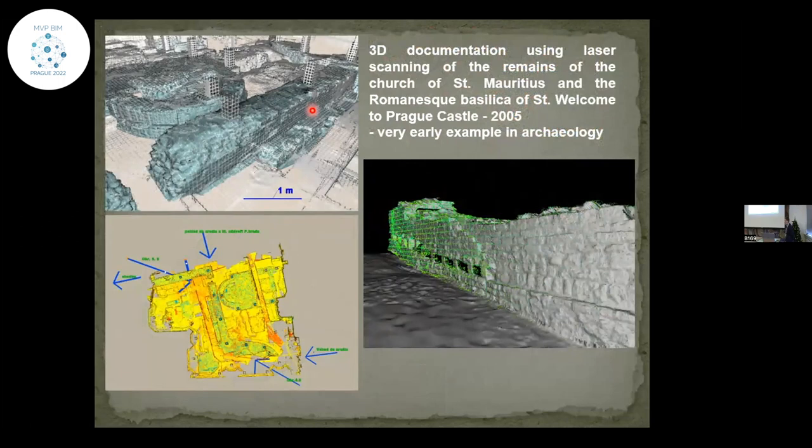There are some historical examples for me. It is the first use of laser scanning in archaeology, from 2005, in an existing monument, that means part of the Romanesque church of St. Mauritius and part of the Romanesque Basilica of St. Vitus at Prague Castle. It was in 2005. I suppose it is fantastic from today's point of view.